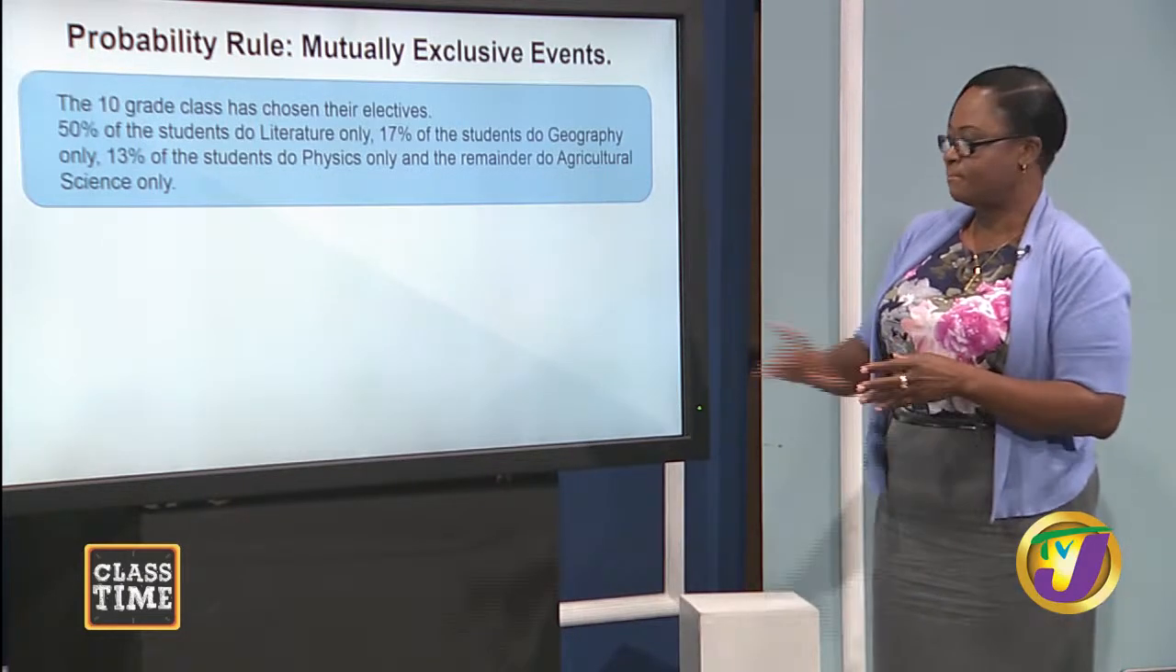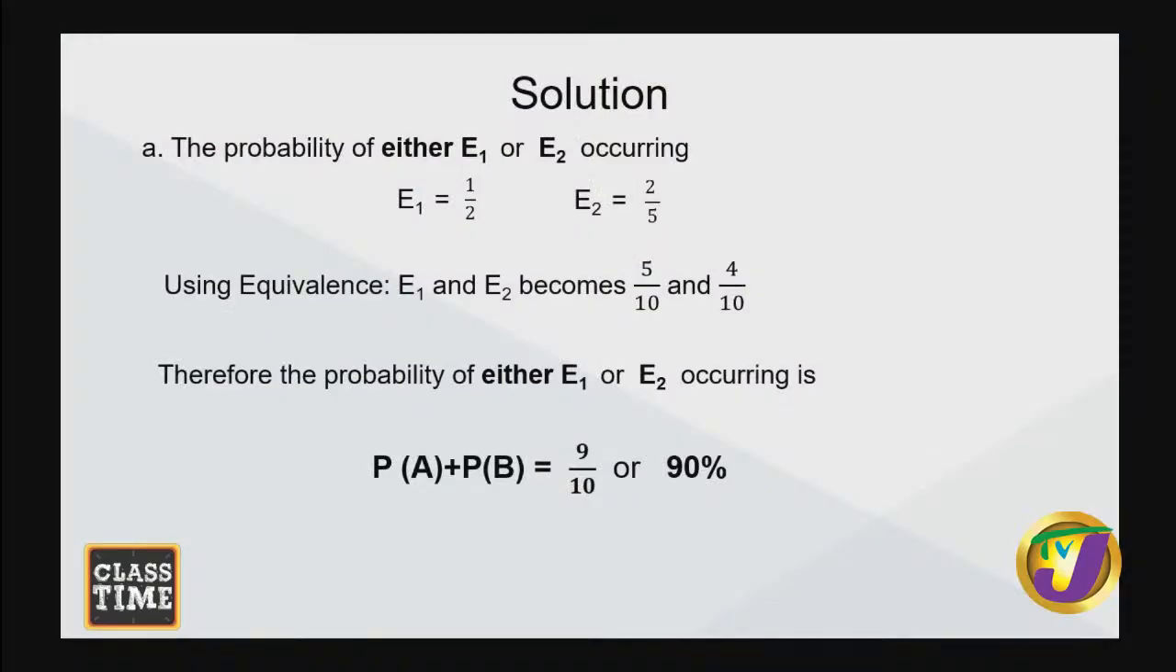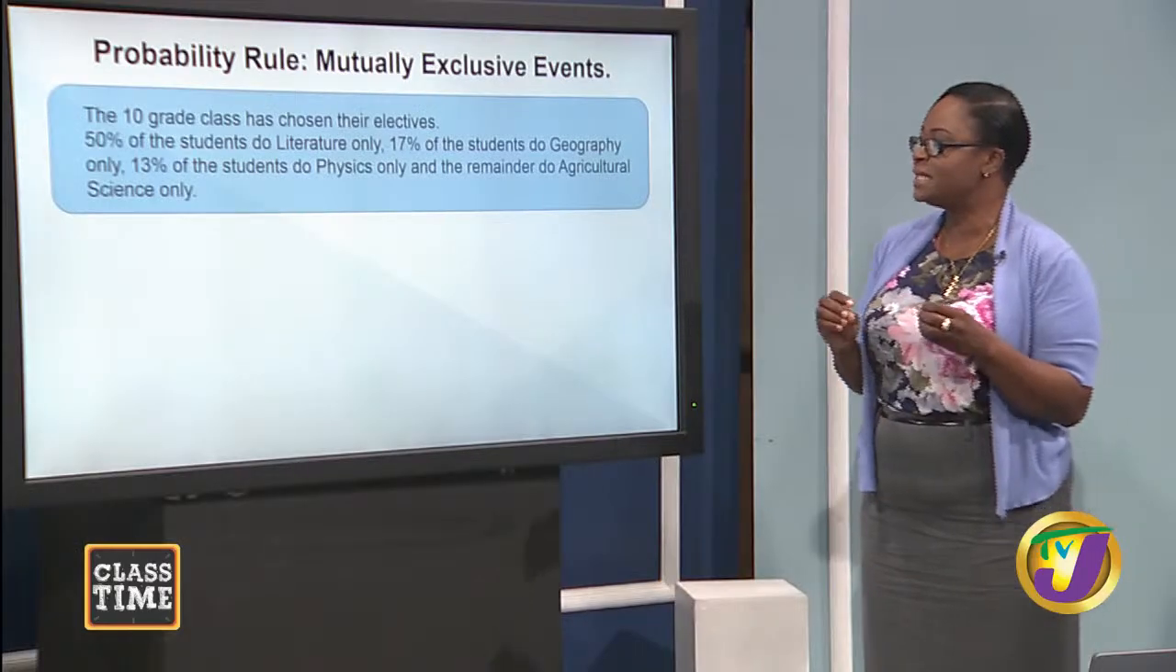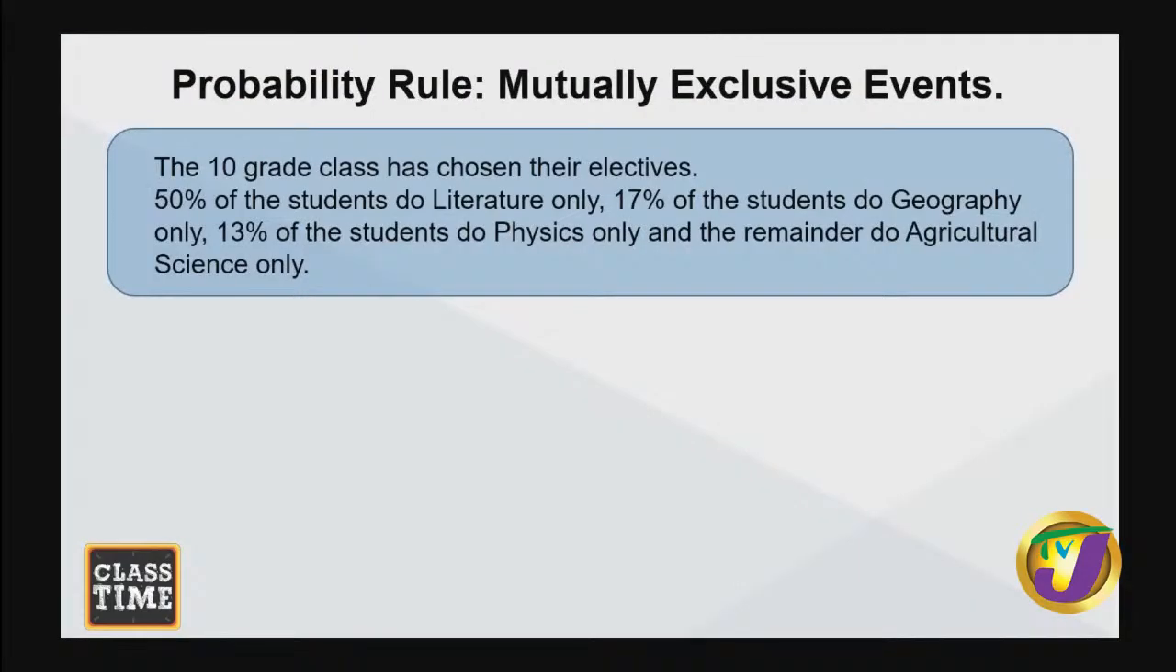Now, just go back so persons can examine. What we have here is a question that we're going to ask you to begin to work for yourself. It says that you have a 10th grade class and they have chosen their electives. 50% of the students will do literature only. 17% of the students will do geography only. And 13% of the students will do physics only. The remainder of the students will do agricultural science only.